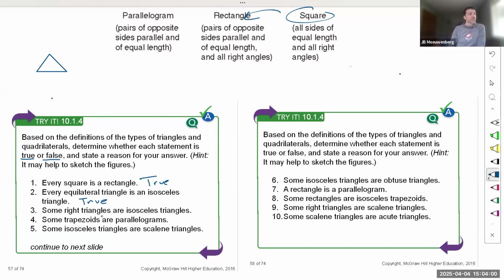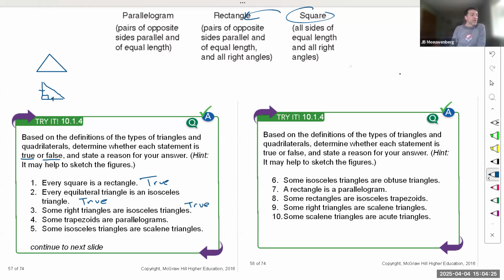Number 3, some right triangles are isosceles triangles. A right triangle has to have a 90-degree angle. An isosceles triangle has to have 2 sides that are the same. You could have 2 sides that are the same and it be a right triangle, which means yes, some right triangles are isosceles, but not all of them are.